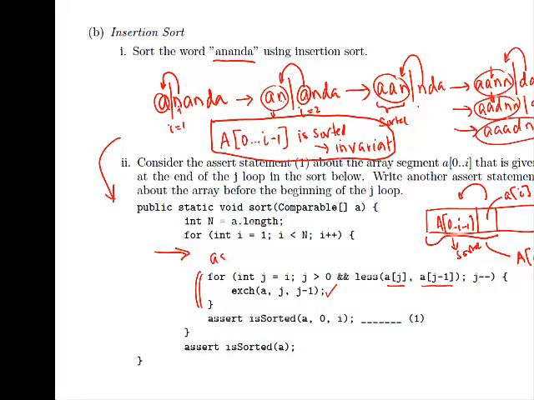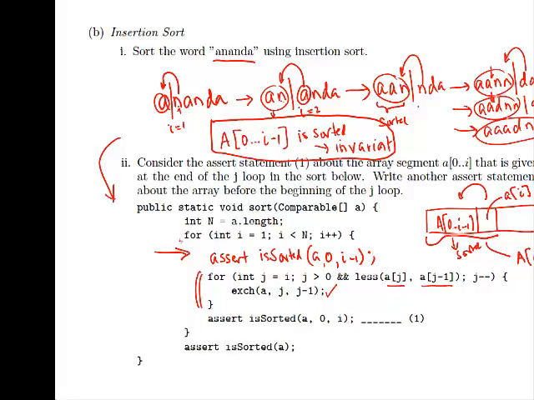So your assert statement should say something like this. Assert that this segment, from A from 0 to i minus 1, is sorted. Now this is a really, really cool way to think about this. This actually proves the correctness of the insertion sort.